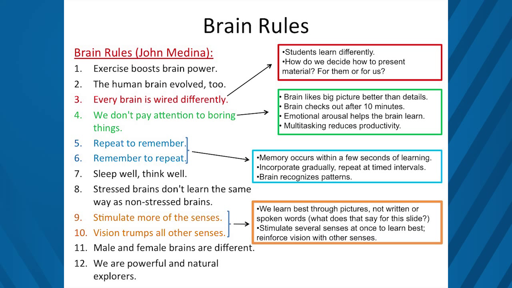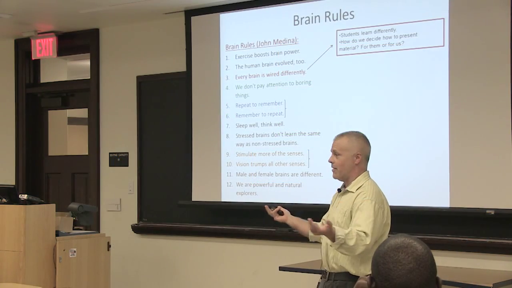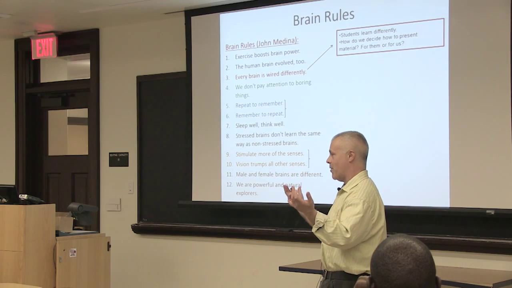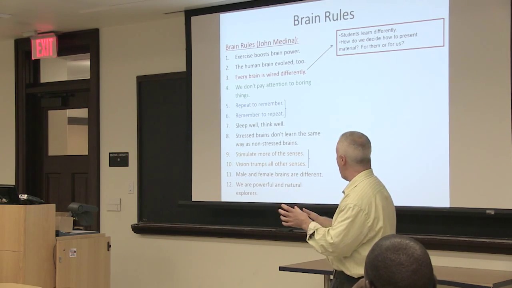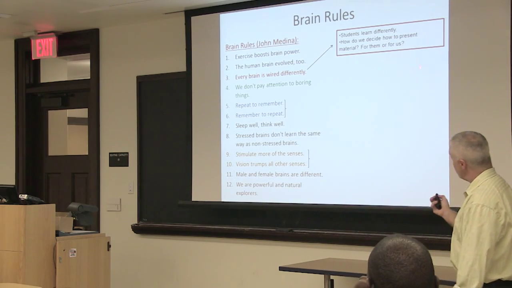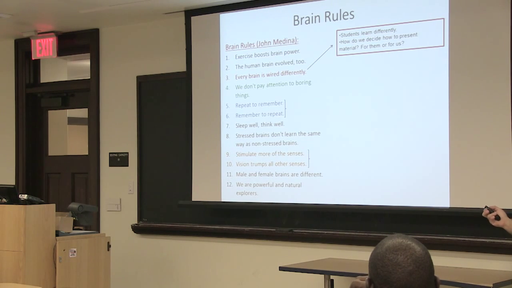We all know that. How many of you have done the learning style stuff? You've done those self-tests where you find out whether you're an auditory learner, a visual learner, whatever it is. Well, when you're teaching a large group of students, everybody's a different learner. So that throws it out the window. You have to figure out how to deal with all of them. And one of the questions that I always ask myself when I'm putting my lectures together is how do we decide what to present? Do I decide to present it for them or for us as the teacher?